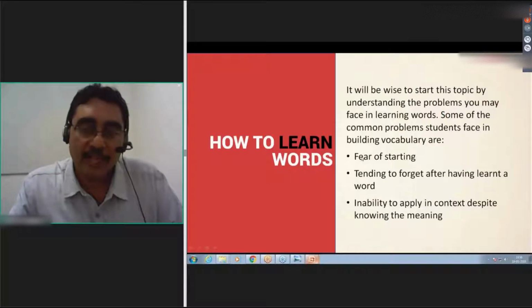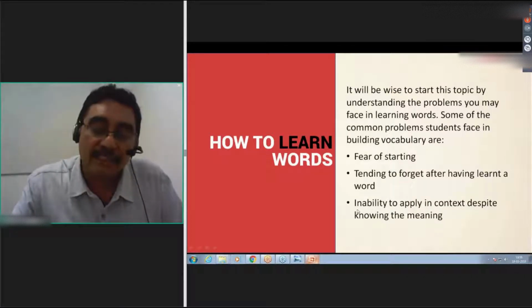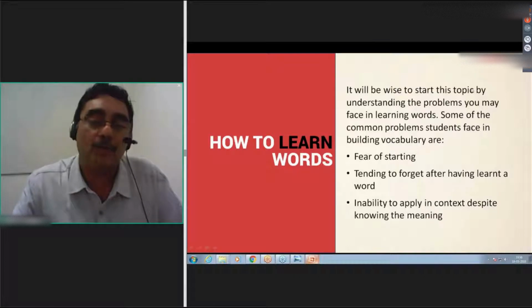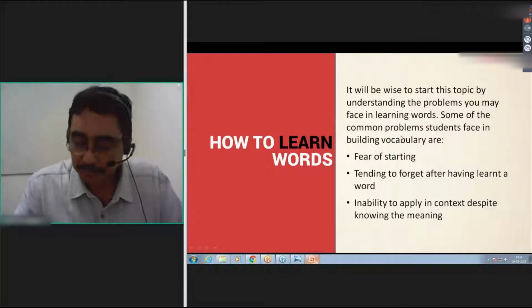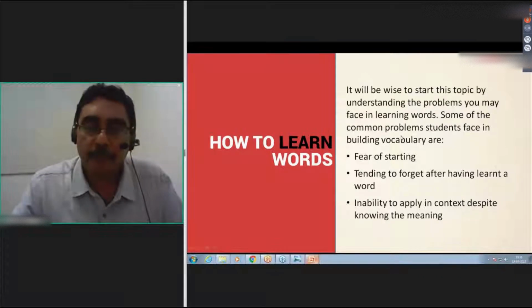So these are the fears that one has, right? Fear of starting, tending to forget after having learned a lot of words, inability to apply in the context despite knowing the meaning. So you will start knowing the meaning, but you don't know how and where to use it, right? These are the typical problems that you face when you prepare vocabulary. Okay, this is all true.